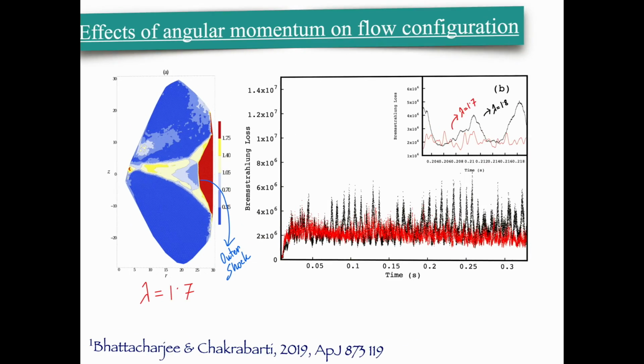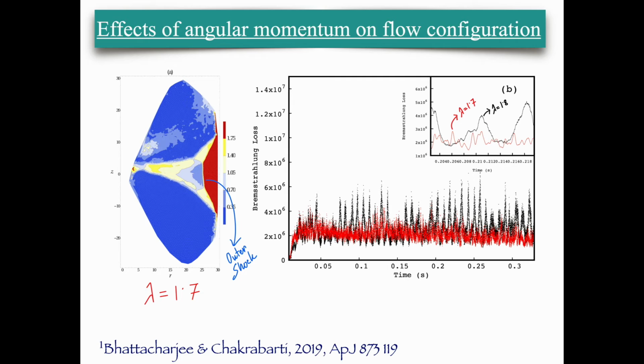Now what happens next? If we change the angular momentum from 1.8 to 1.7, we see the outer shock moves inwards. The stronger inner shock also generates outflows from the post-shock region. And if you look at the light curves shown in red and black, the frequency of oscillation increases. So the radial motion is actually creating high frequency QPOs here.